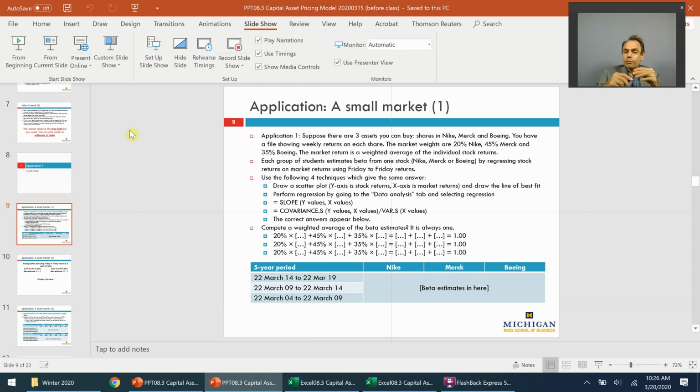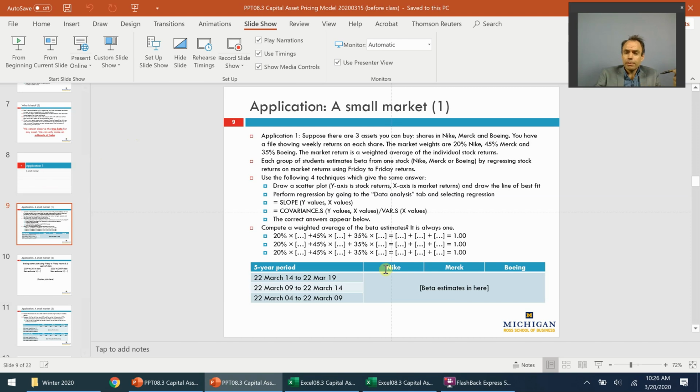We also can perform regression analysis by going to the Data Analysis tab and selecting regression as one possibility, or we can use functions within Excel. There's the slope function in which we input the y values and x values that you can see on the screen, or we can combine two functions together. We are going to take the covariance of stock returns with market returns divided by the variance of market returns, and they're all going to give us the same answer. If we compute a weighted average of the beta estimates, you'll see that it's always equal to 1, which is going to happen by construction.